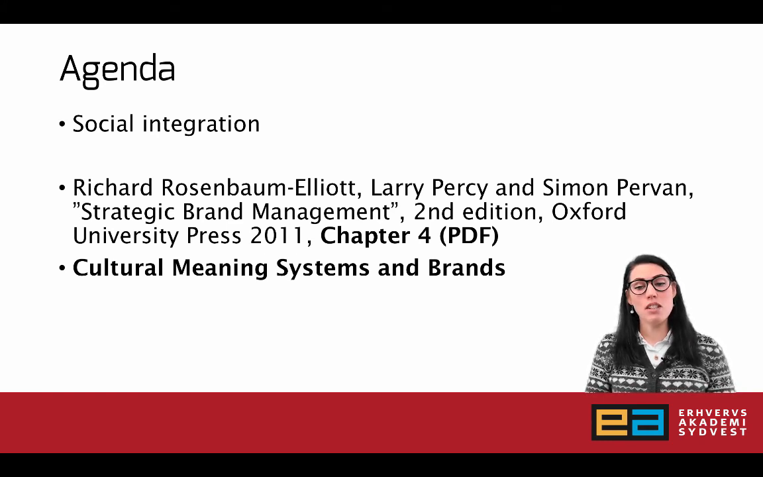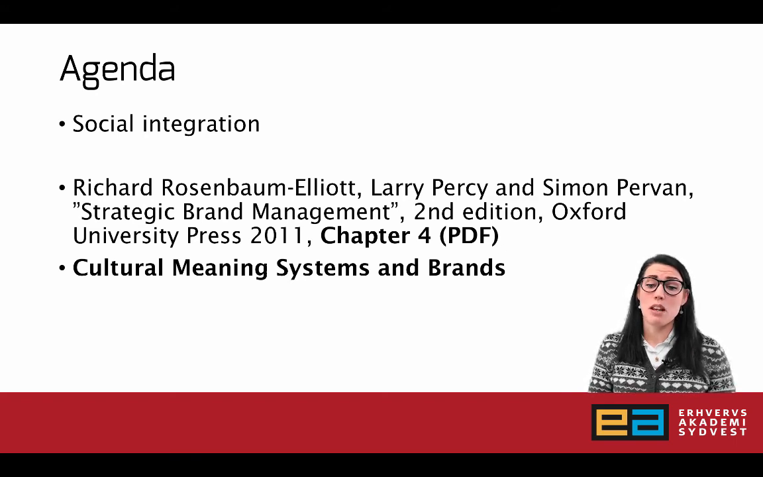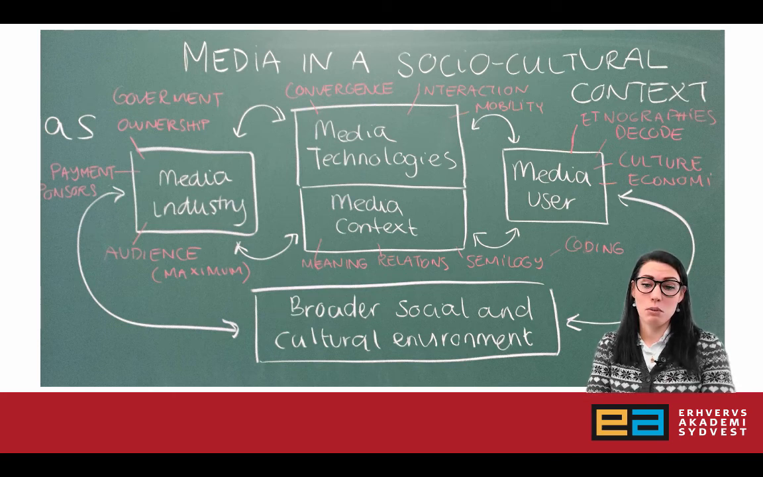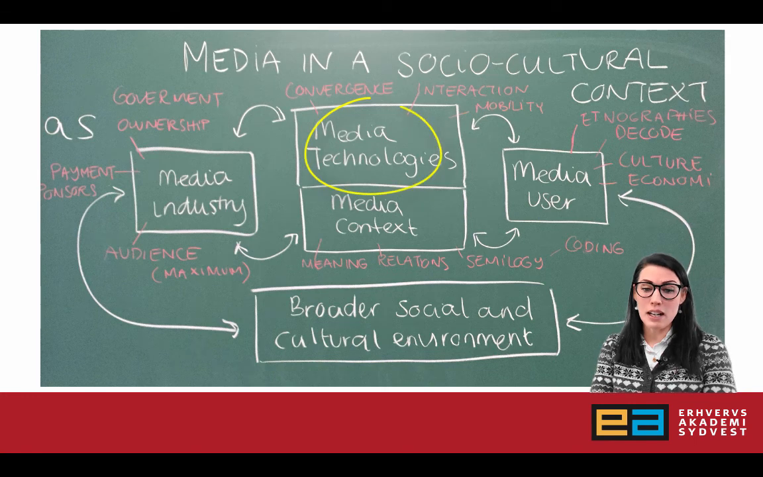And this flipped classroom is based on Rosenbaum-Elliott, that in chapter 4 is telling about cultural meanings, systems and brands. And I just made this one to explain that there's a lot of elements here that we need to integrate when we are talking about social, cultural contexts. And if you can see here in the middle, we have media technologies, and media technologies that can be the mobility, the interaction, and so on.